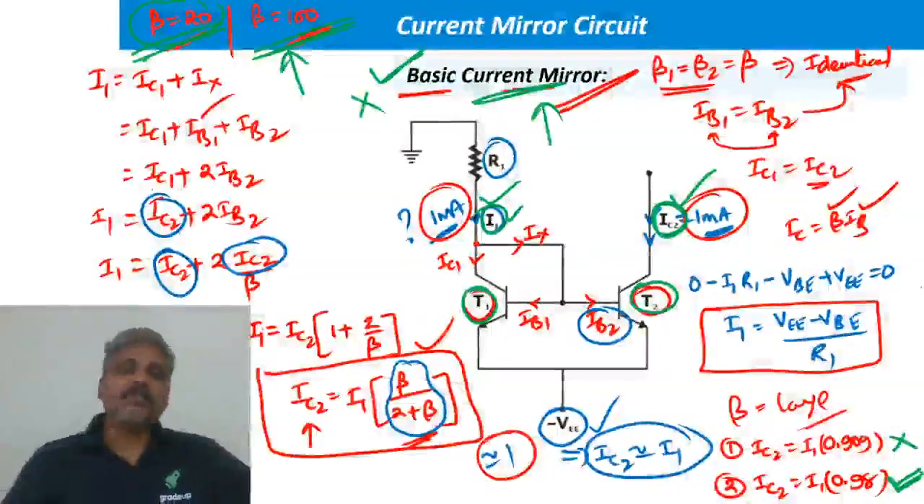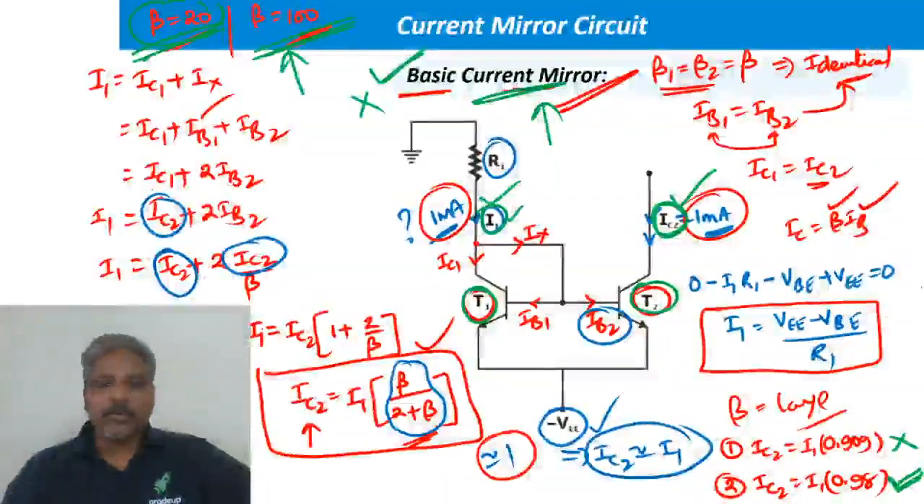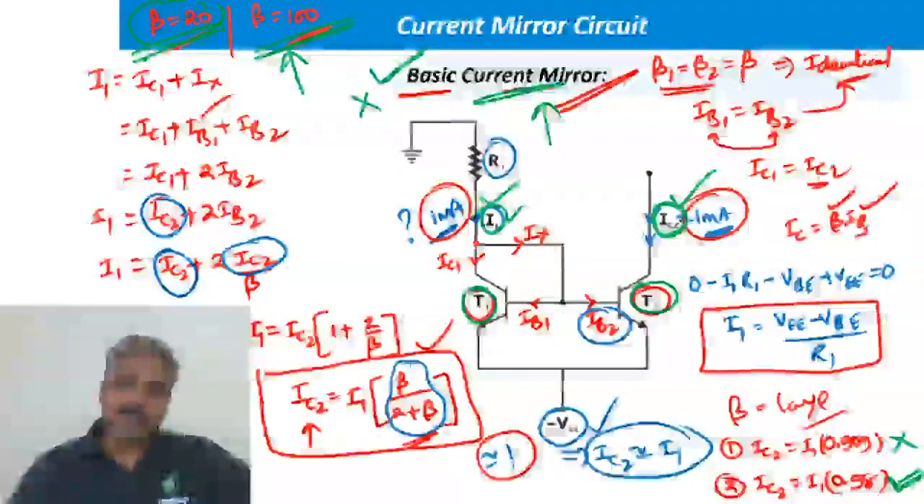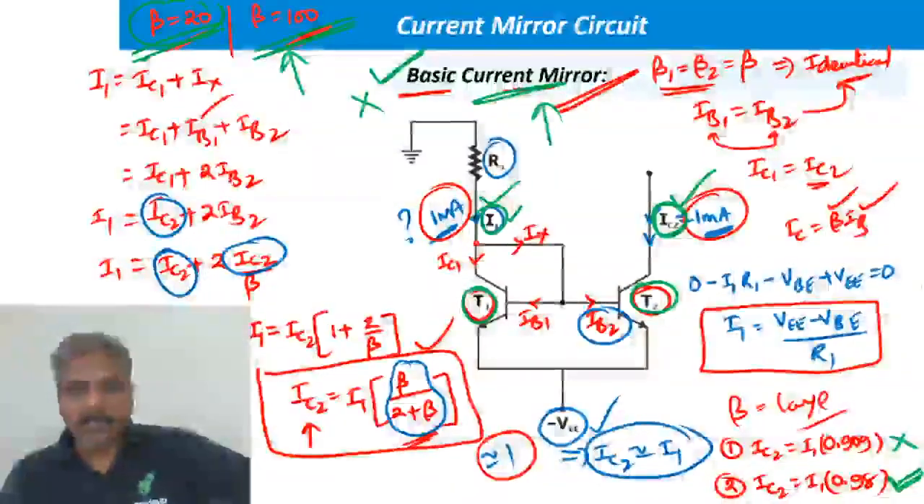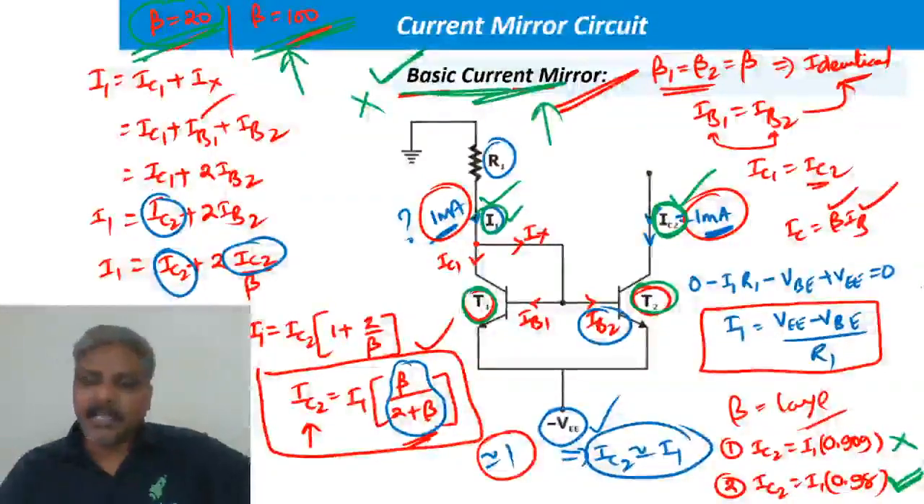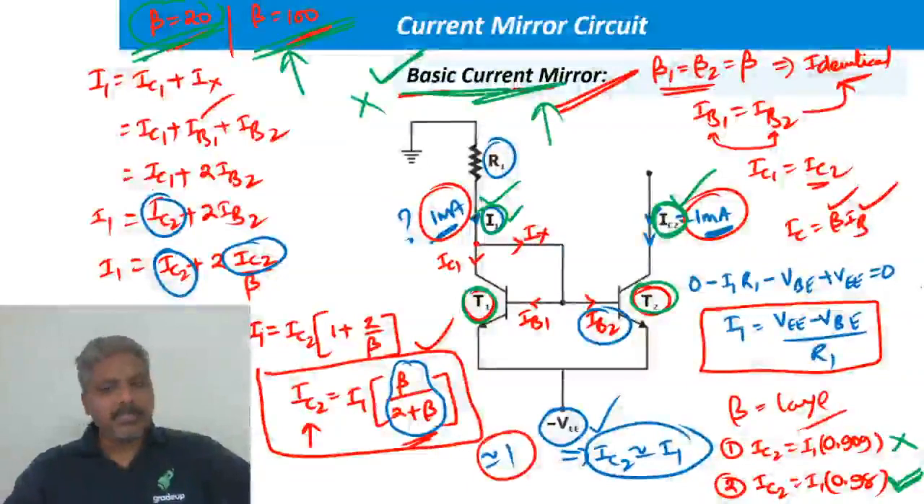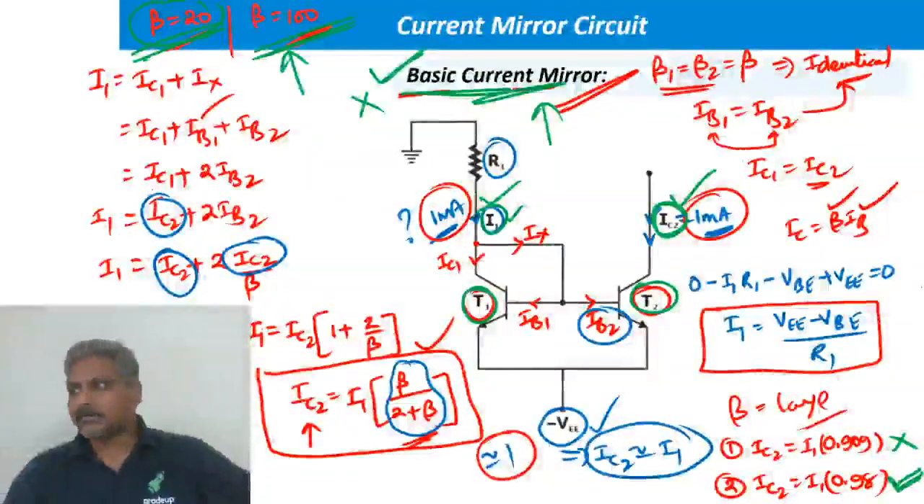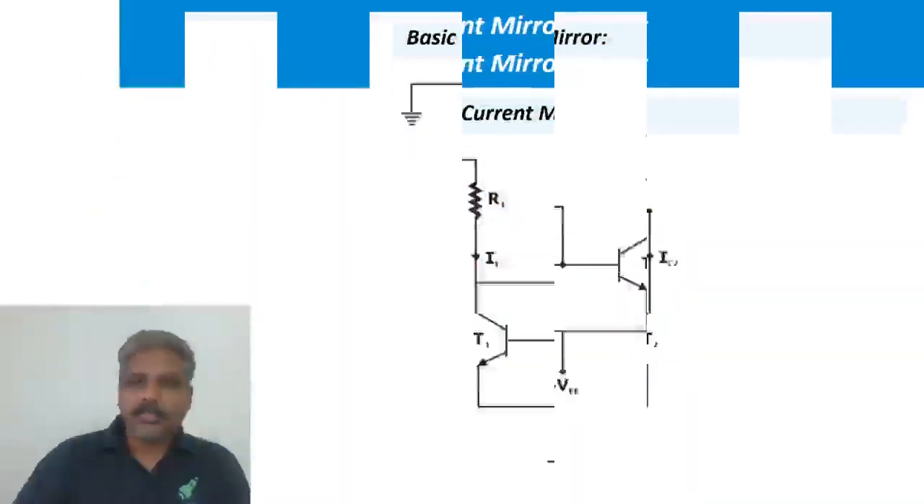For that, there is another modification. This is what improvement is. Fixed bias is not good, that's why we went to collector to base bias. Collector to base bias is not good, that's why we went for potential divider bias. Similarly, this is the basic current mirror circuit. If it is not good, we improve it. If the next one is also not better, then we go for some other.